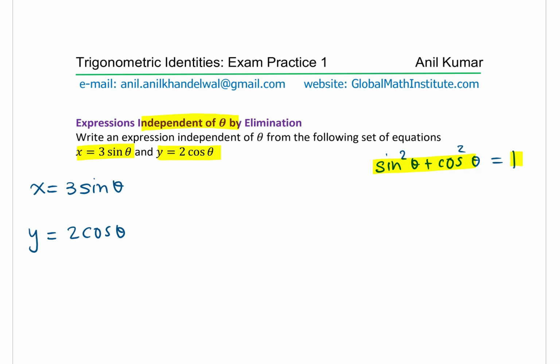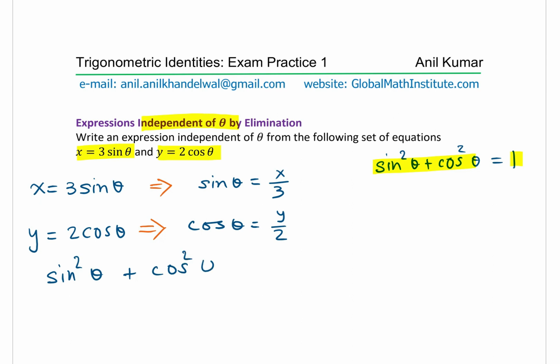So what we need to do as a strategy here is, in our equation, we have to isolate the cosine and sine terms. When you do that, you could rewrite this equation as sine theta equals x over 3 and cos theta equals y over 2. And now you could substitute these values, since you know that sine squared theta plus cos squared theta is equal to 1.